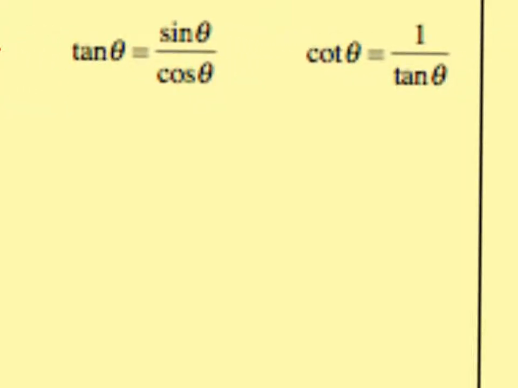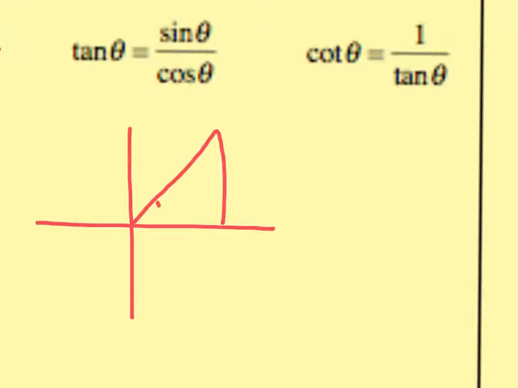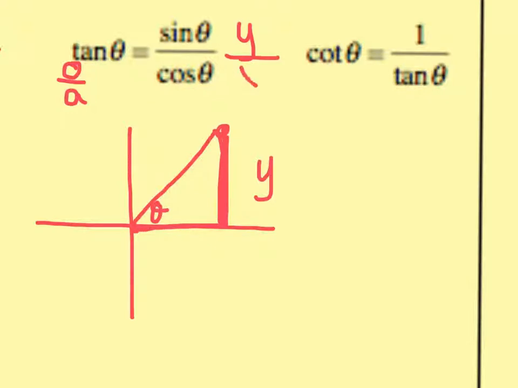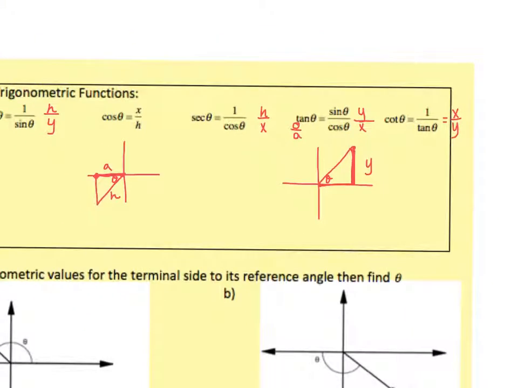And the last one is tangent and cotangent. So tangent, this might look a little funny, but we're used to saying tangent is O over A. Well, O, the opposite side from theta, is the y, and that pairs with sine. And then the adjacent side pairs with the x. So for tangent, we're going to talk about y over x. And then very similarly to the other ones, cotangent will be the reciprocal of that, so x over y.